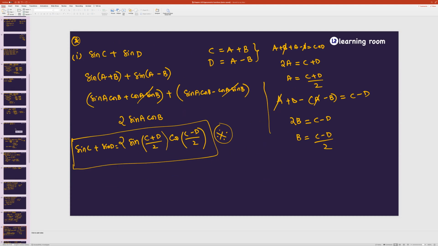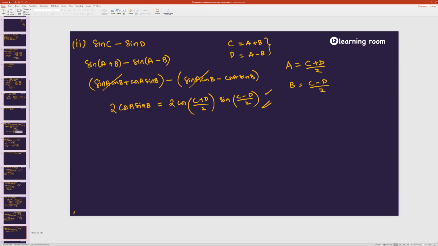Then we saw these things, no, sin C plus sin D. It is 2 sine of bigger angle, cos of smaller angle. What will that bigger angle be? C plus D by 2. Smaller angle will be C minus D by 2. What about sin C minus sin D? 2 cos of bigger angle, sine of smaller angle. Cos of C plus D by 2, sine of C minus D by 2. These are all the things we saw, and I want you to write this.